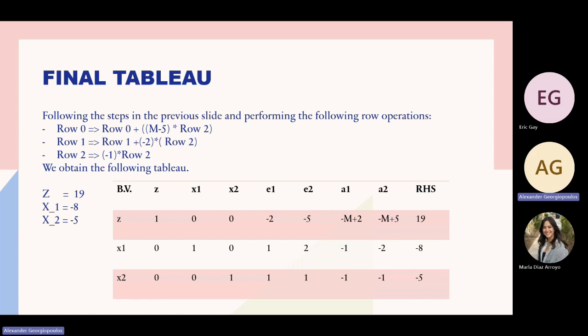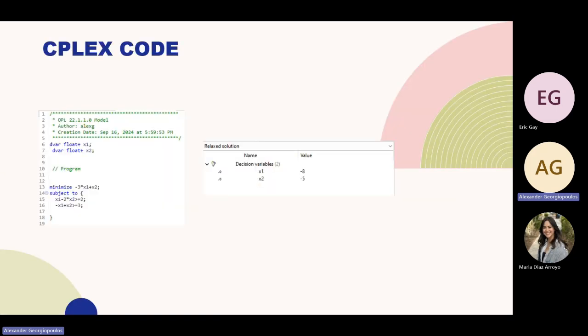And here we get that x1 will be negative 8, x2 will be negative 5, and the z value will end up being 19. We also decided to do Cplex code to enter this in to see what it gets. The code is on the left side where we put in the objective function and the constraints as well. And the solution it gave was negative 8 and negative 5.